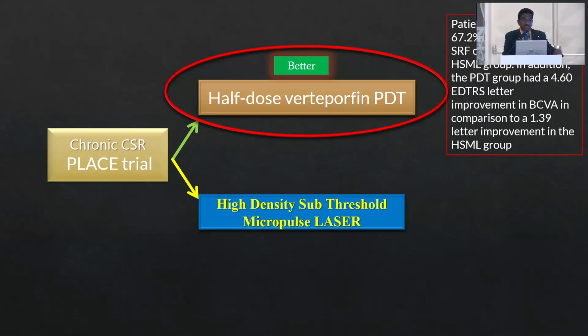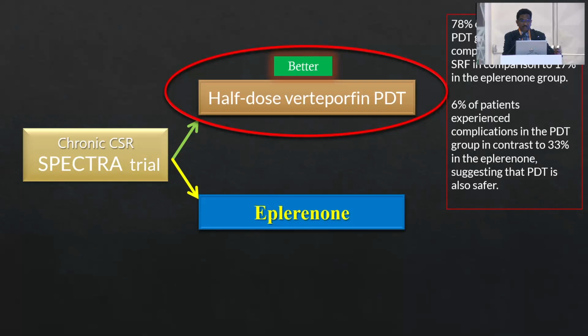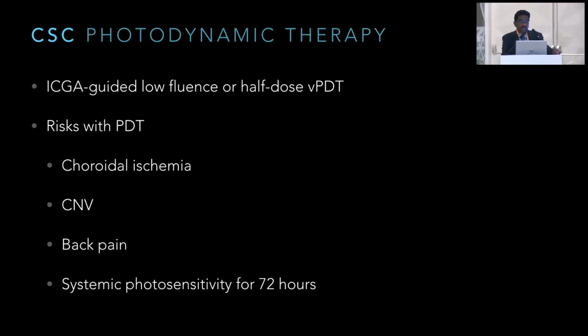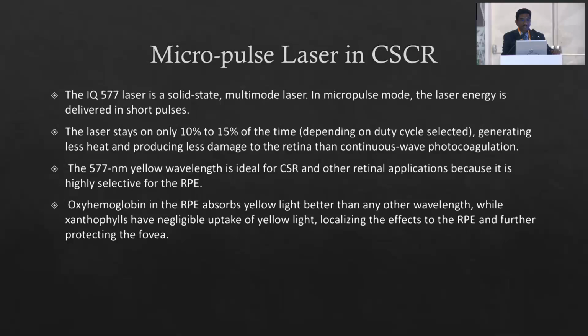Okay. So as far as treatment is concerned, previously when we had the availability of PDT, half dose verteporfin PDT was better than subthreshold laser according to the studies, and this is now not available. Then when compared with eplerenone, again PDT is better. But however, the PDT had these risks. If anybody has access to PDT, then this is the best treatment that is available for these patients.